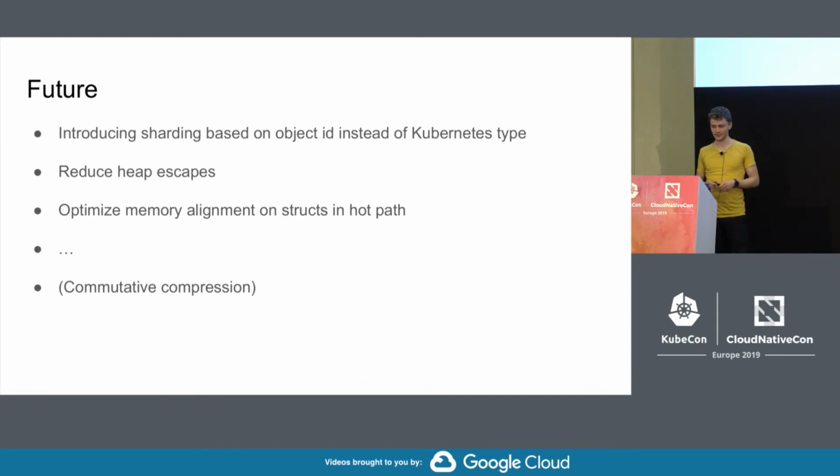Then, in addition, Jimmy pointed me to heap escapes, to look more into when stuff in kube-state-metrics escapes to the heap. When can we not stack allocate?